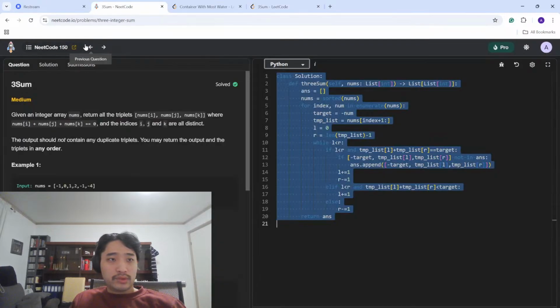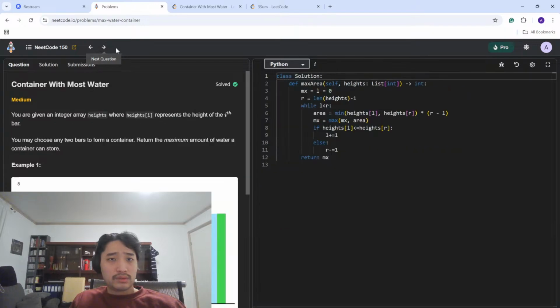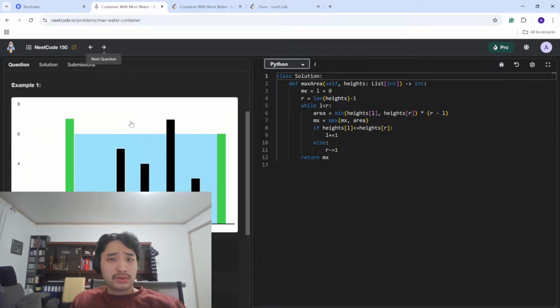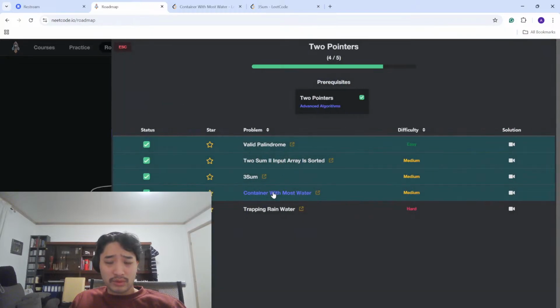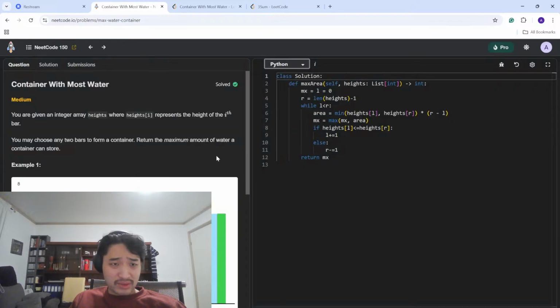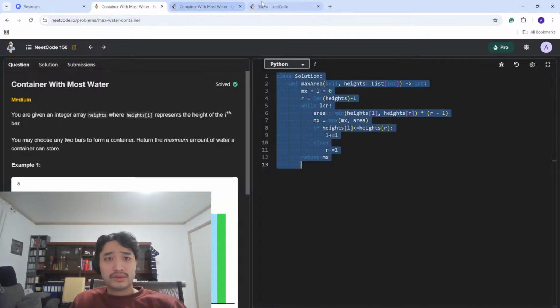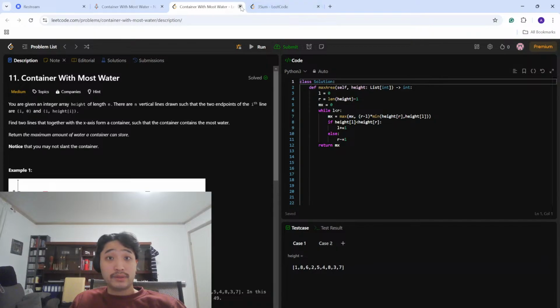Then it was container with the most water. I think it's the next. Oh no. When did I do this? Yeah, when did I do container with the most water? Did I just do it and I don't even remember? I think I did it yesterday. It was pretty simple, to be fair. Yeah, I solved it before. Never mind.